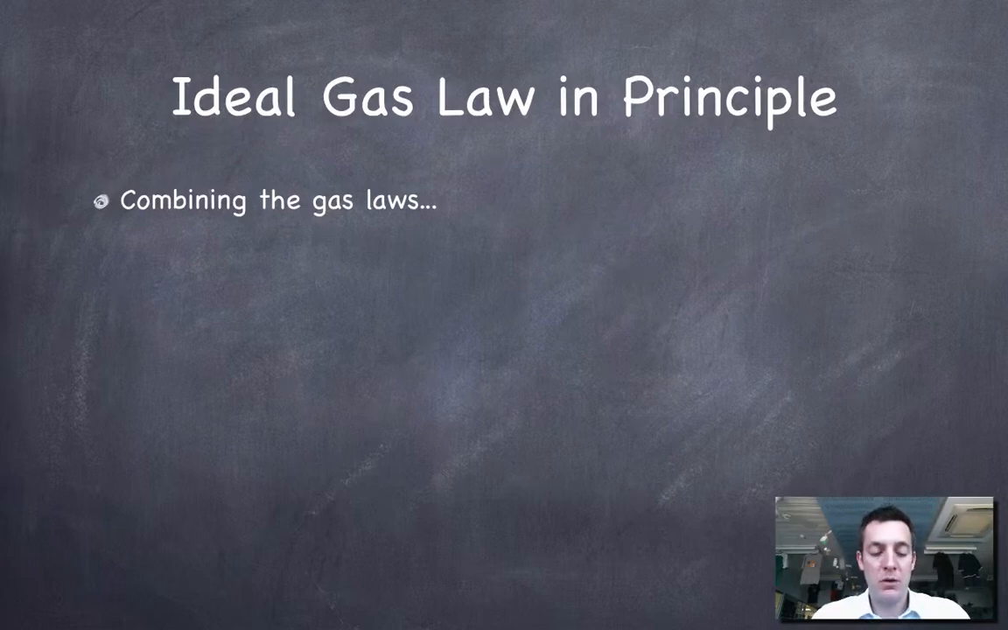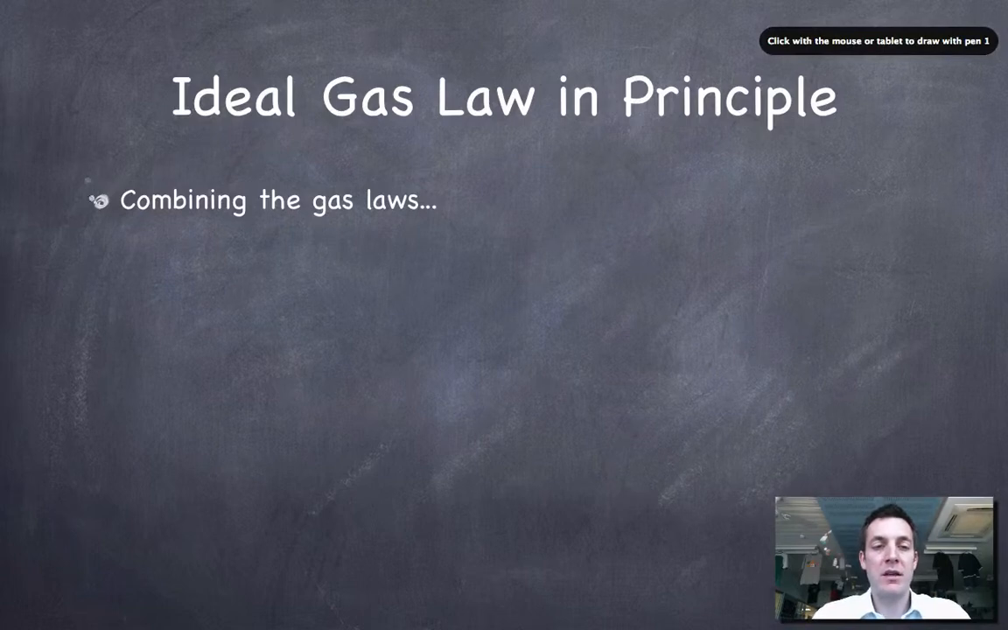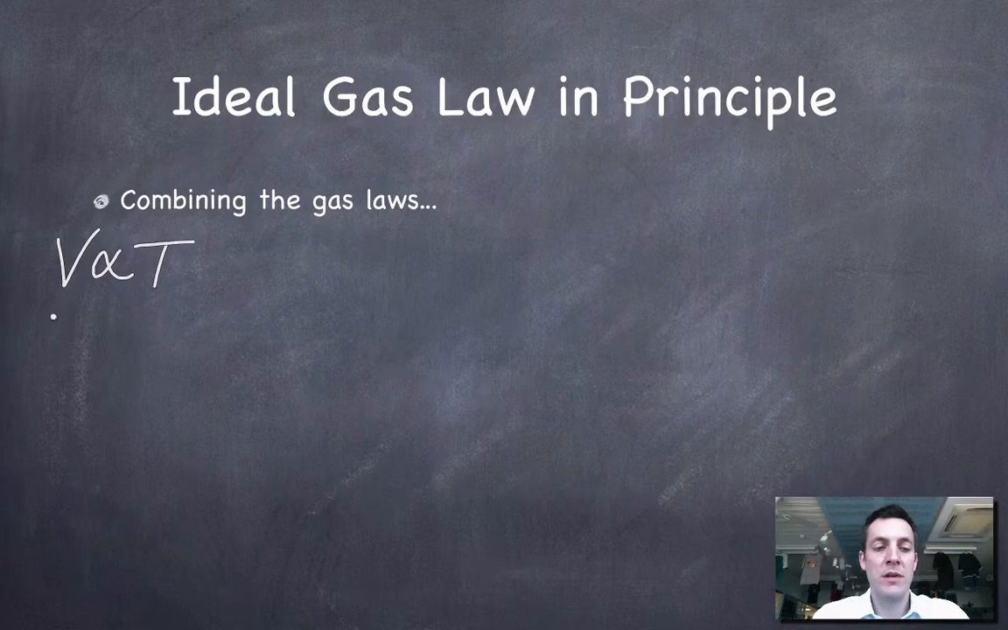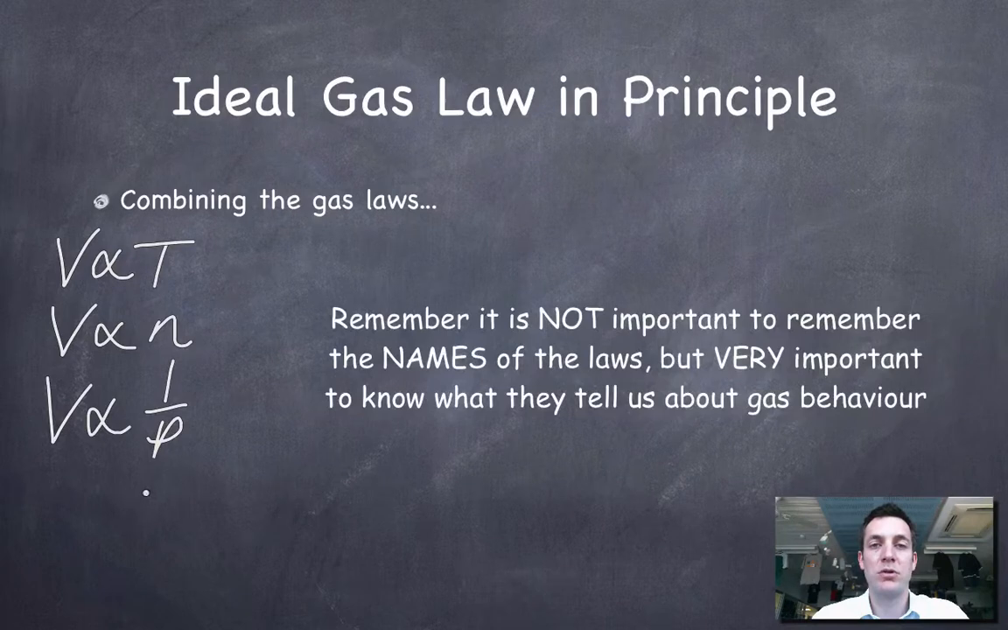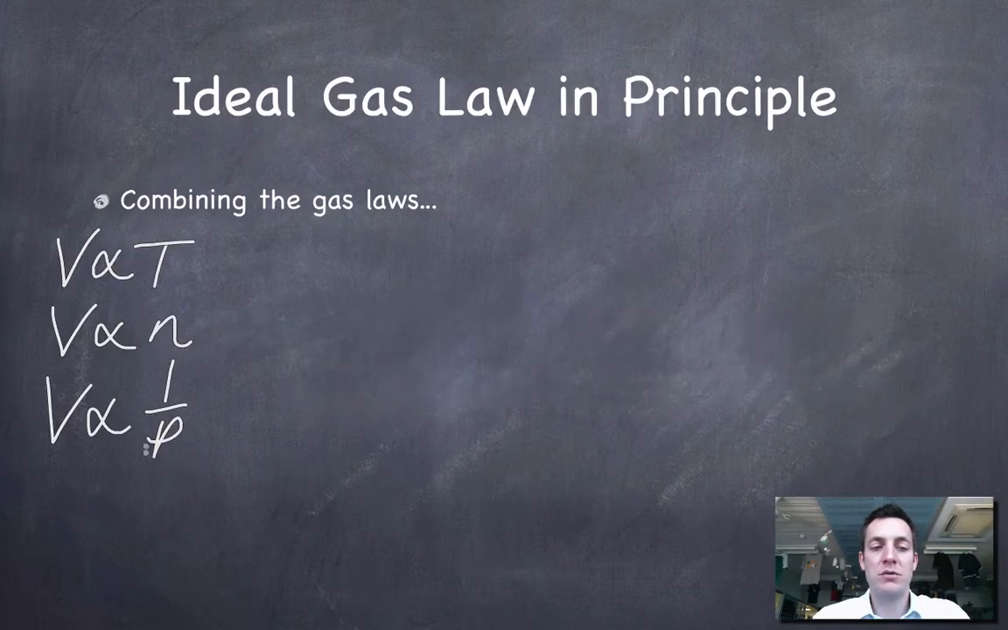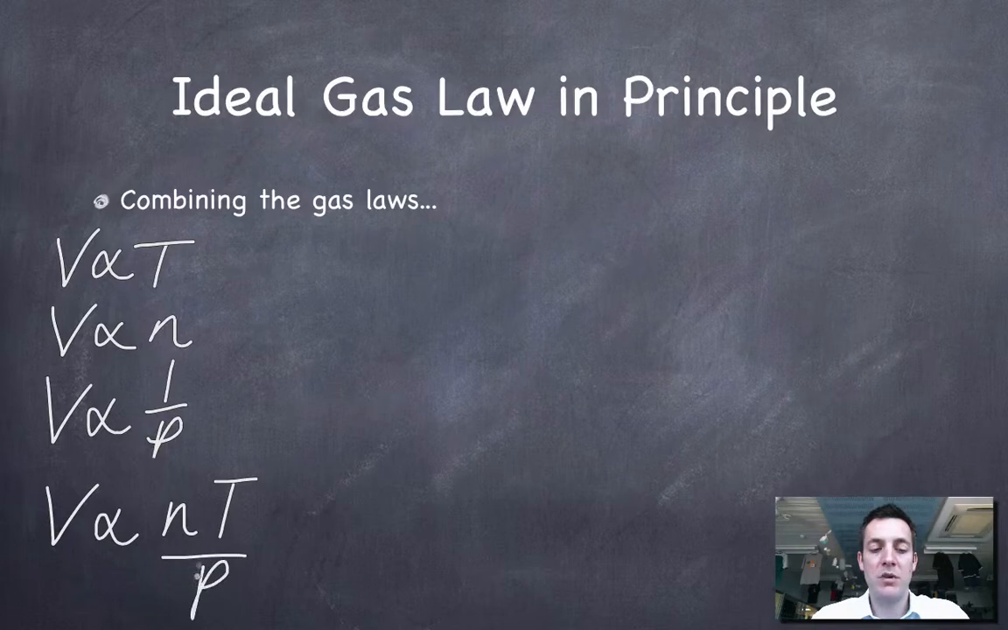But we might remember, hopefully, that the gas laws said that the volume is proportional to the temperature. That was Charles's law. The volume of a gas is also proportional to the number of moles of that gas, and the volume is also proportional to 1 over P. So we had Charles's and Avogadro's and Boyle's law. And if we say that the volume is proportional to these things, then this is like saying that the volume is proportional to the number of moles times the temperature divided by the pressure.